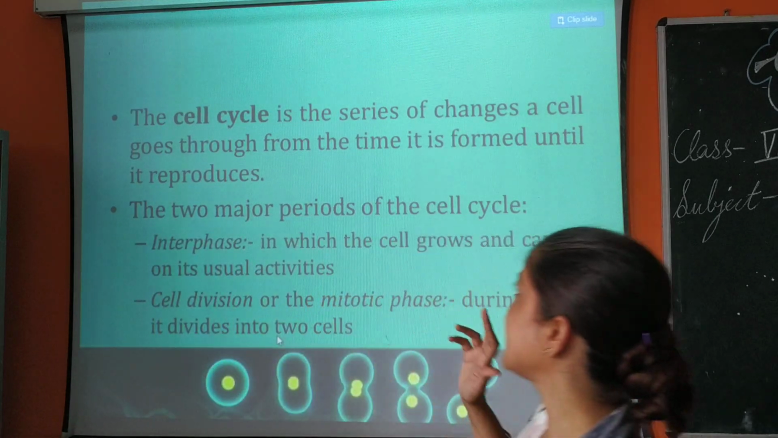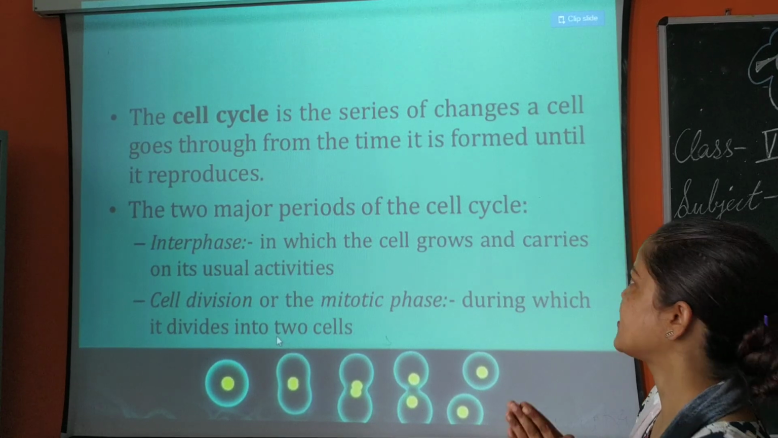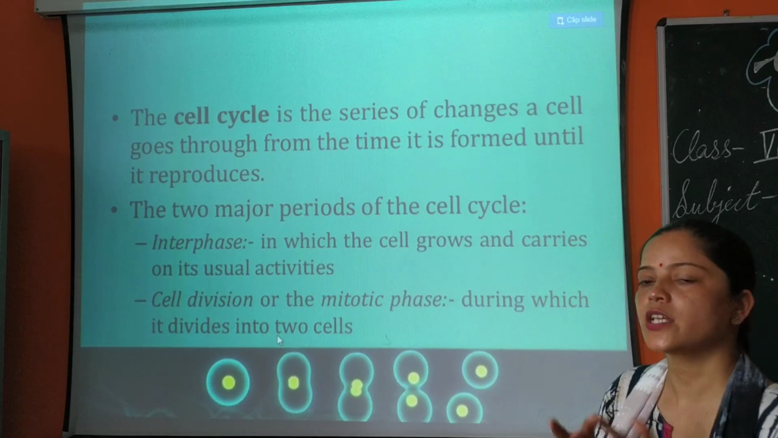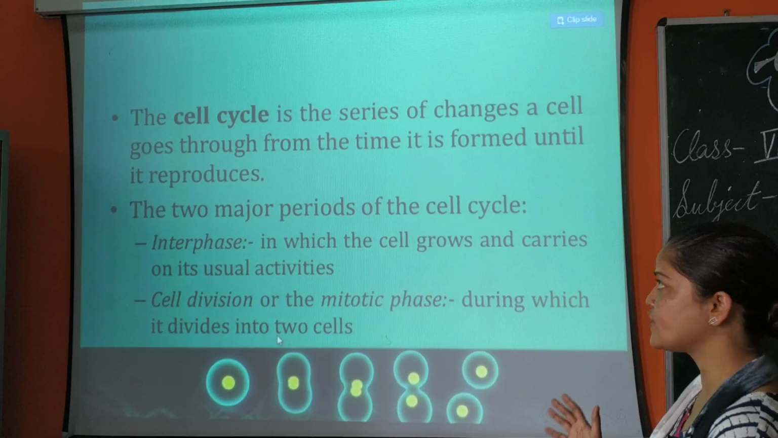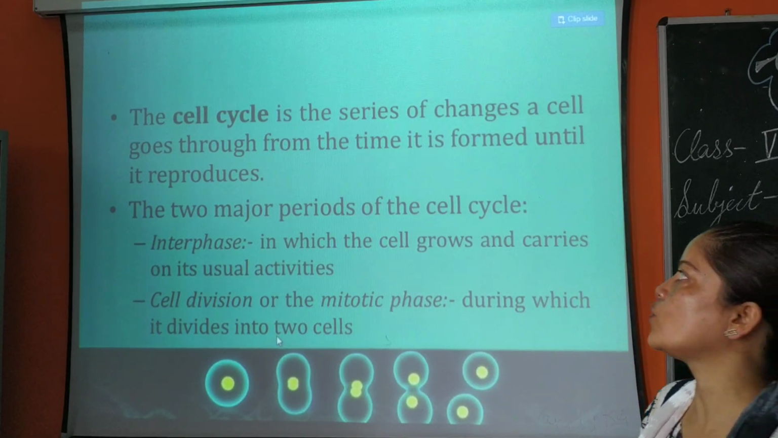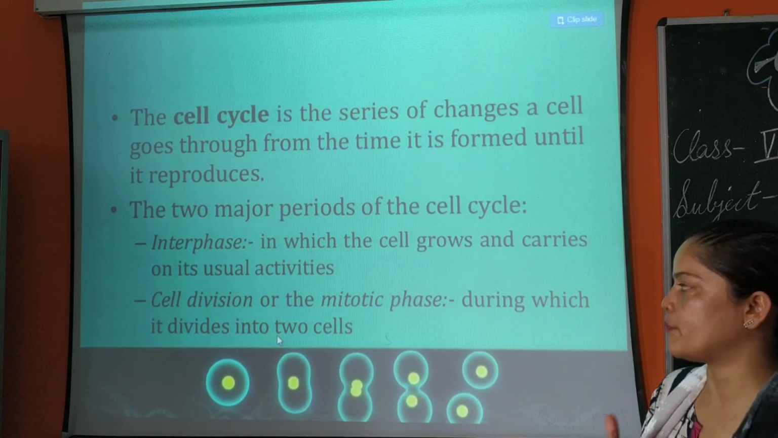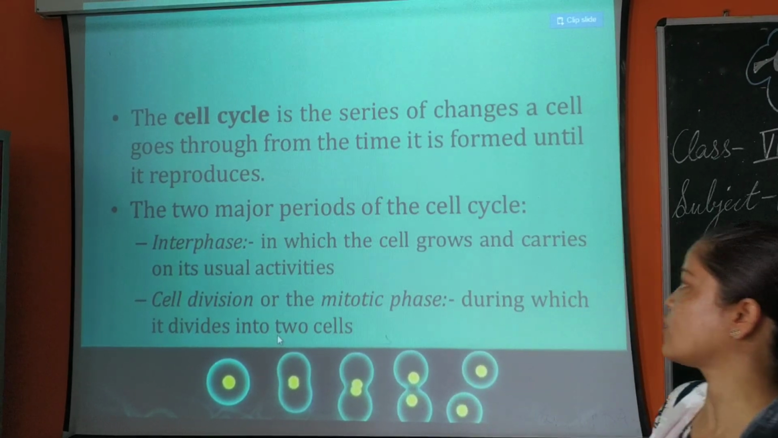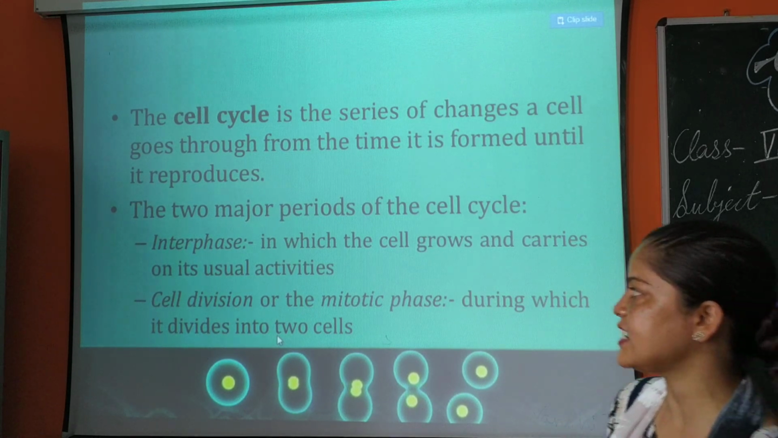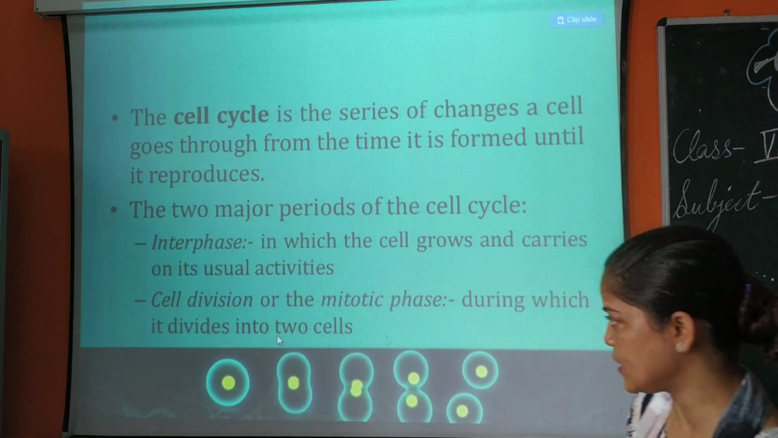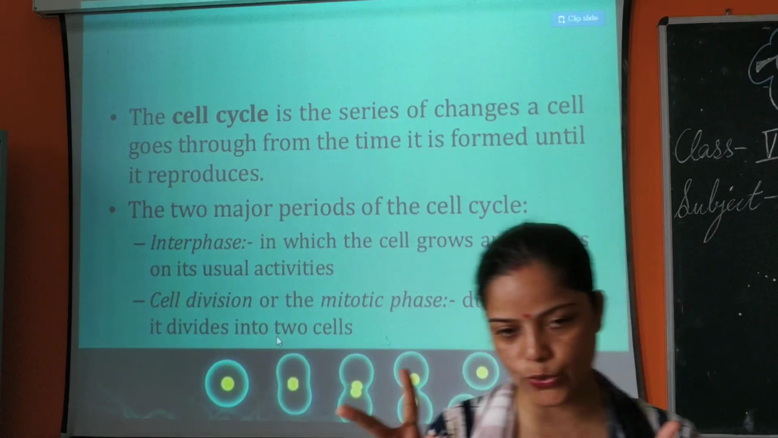The cell cycle is the series of changes a cell goes through from the time it is formed until it reproduces. What is the cell cycle? The two major periods of the cell cycle are interphase, in which the cell grows and carries on its usual activities, and cell division, or the mitotic phase, during which it divides into two cells.